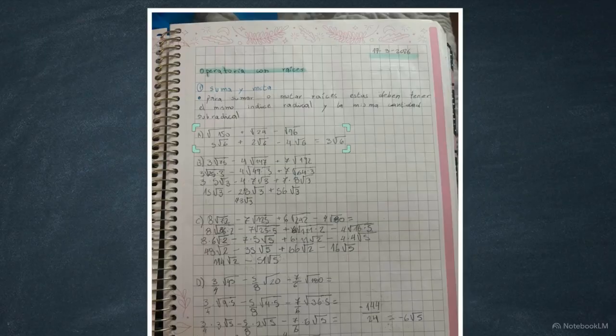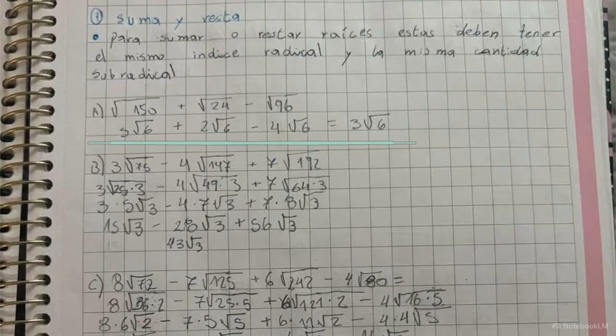In equation A, we see the rule for addition and subtraction. You can only combine these terms if the numbers inside the roots match. 5 root 6 plus 2 root 6 minus 4 root 6 equals 3 root 6. If those inner values were different, the operation could not proceed.